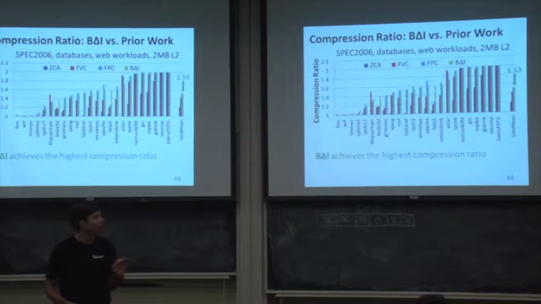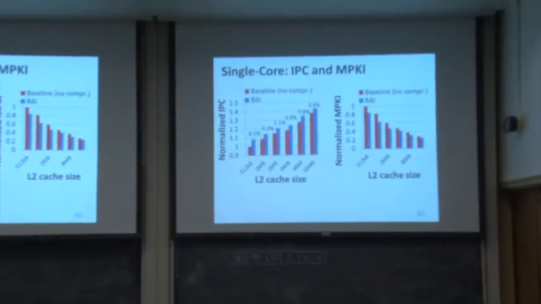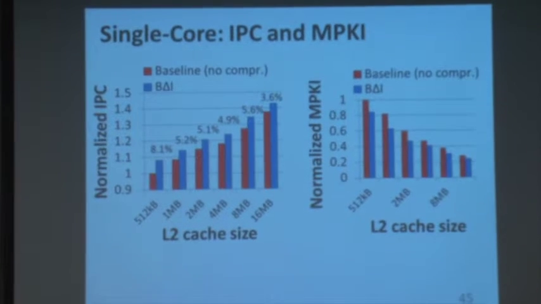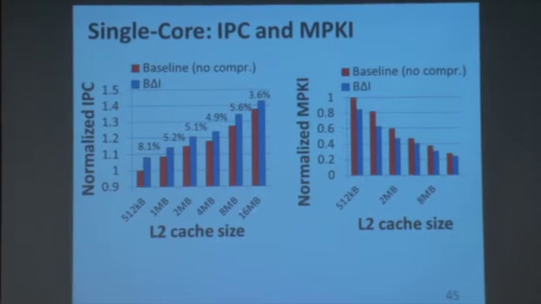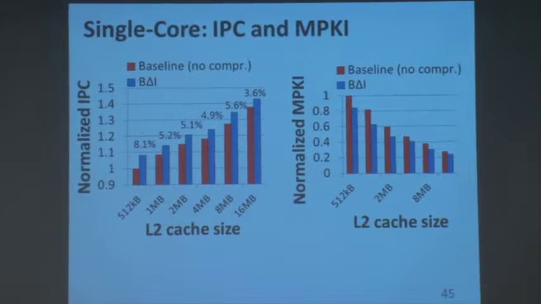That's the first metric. So it's interesting, but you want to see how much I will get in terms of performance. So here we did a study where I compare BDI with the baseline cache without compression, and we try different cache sizes in order to show that our design works irrespective of the size of the cache. As you can see here, there are performance improvements. It's different for different cache sizes. It's really not an attribute of our design. It's an attribute of where the working sets for these applications start to fit.